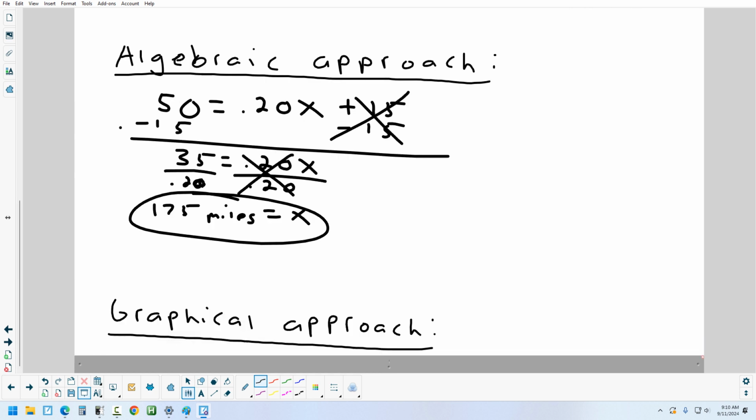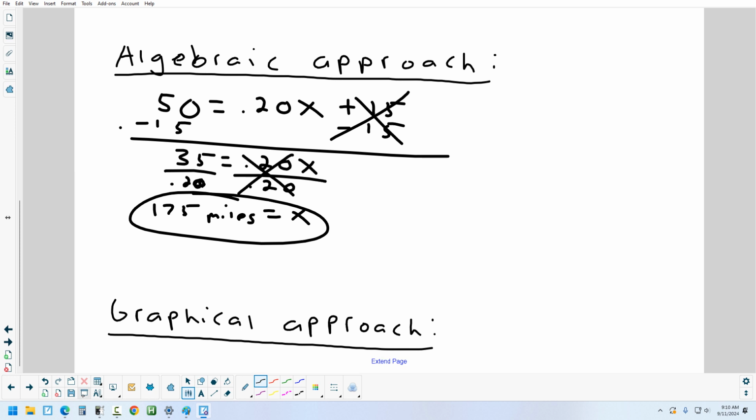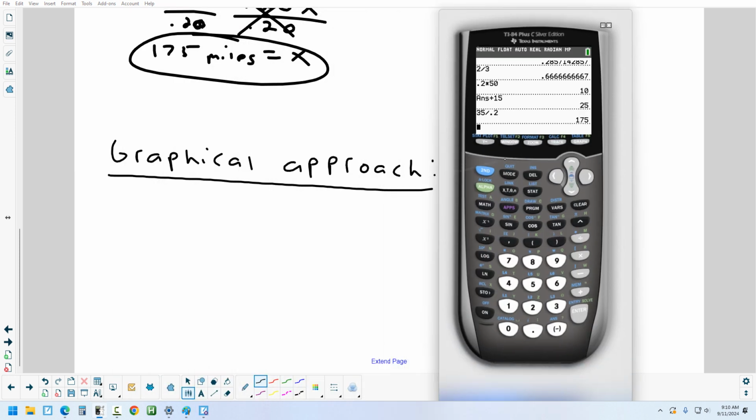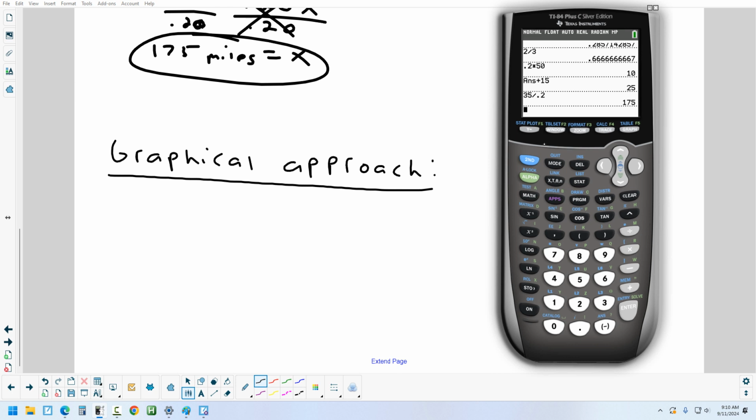Let's try a different approach. So let's try doing it on the calculator. There will be some questions that we try to solve, and maybe we just want to double check our answer, or maybe the equation is so complicated we don't know how to solve it with algebra. We can try it on the calculator.